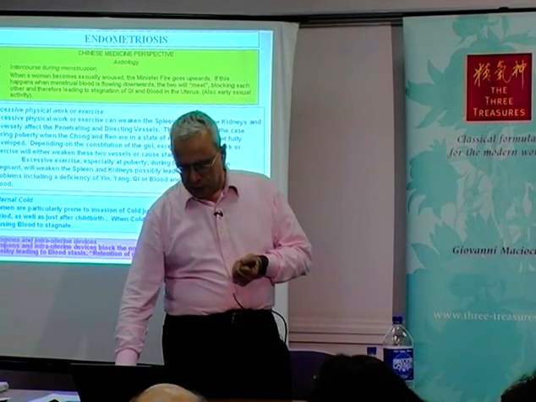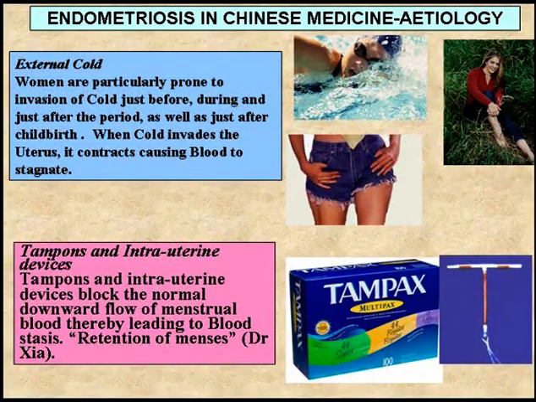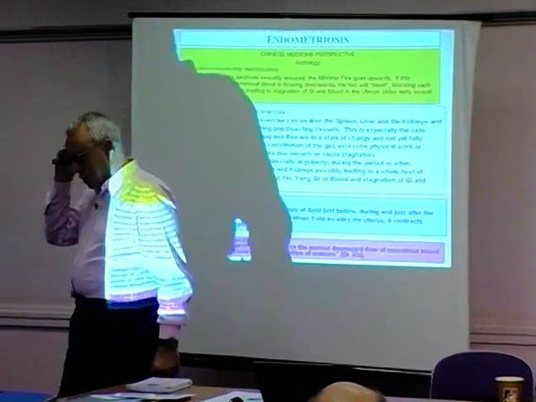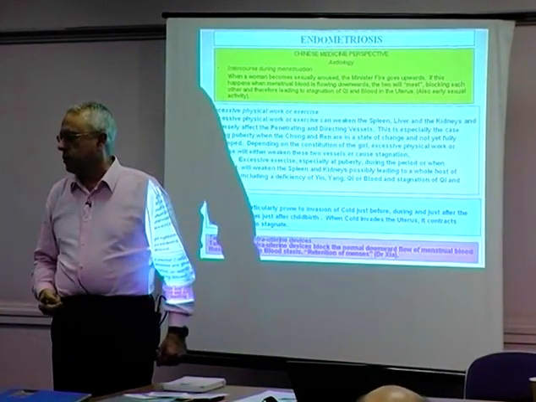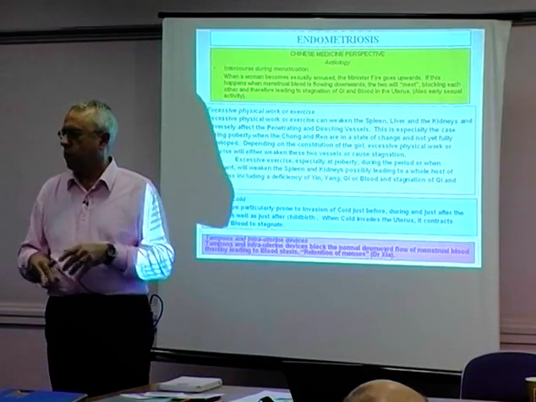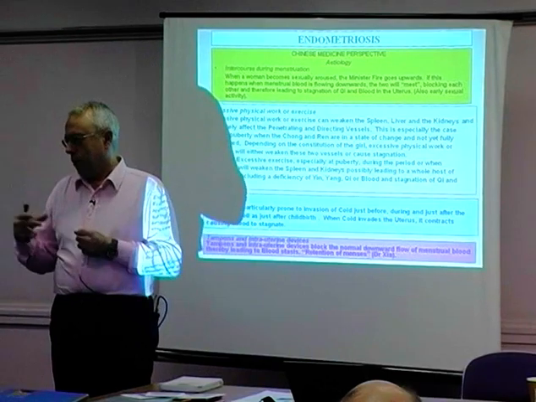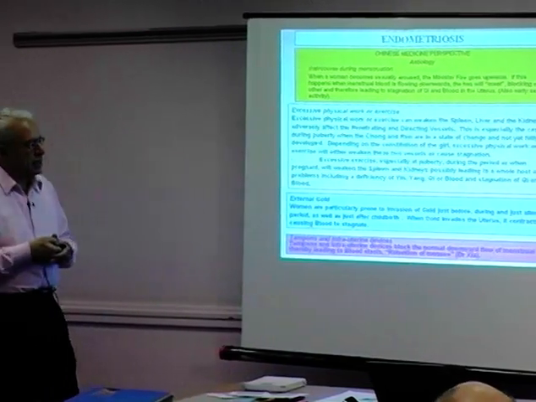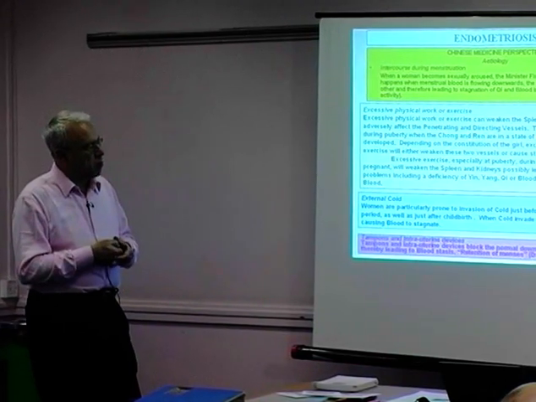And the last cause of disease is tampons, which also tend to block the downward flow of qi and blood. By the way, something I forgot to mention, tampons may block the downward flow of qi and blood, and that could lead to what Dr. Xia calls retention of menses, i.e. not enough bleeding. And that's a very important concept, because we are instinctively worried about heavy bleeding. So if a woman is bleeding for 9 days, or is bleeding very heavily, you instinctively want to do everything possible to stop it, right? But if she's bleeding for 3 days, you don't panic, but you should, because that is as serious as heavy bleeding, because it leads to retention of menses and potentially endometriosis.